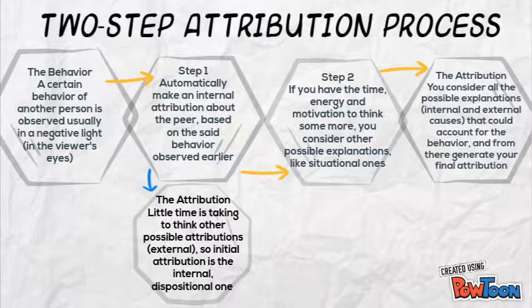Once an initial thought is established, we take some time and effortfully move on to step two, in which we think of possible situations to explain the person's behavior. We then take into account possible external attributions and make adjustments to our initial thought, to only then make a final attribution about a person's behavior.